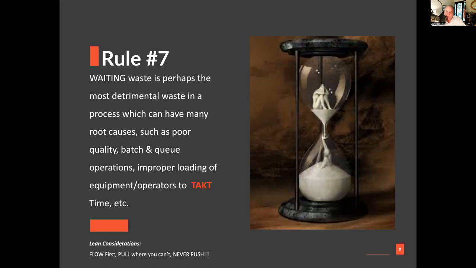Waiting time. And this is something that a lot of lean people out there need to really start pounding the desk on. Lead time. Everybody likes to focus on process time, and I'm not saying don't focus on process time, but lead time is the biggest competitive advantage you can bring to the party, assuming you've got the right level of quality.